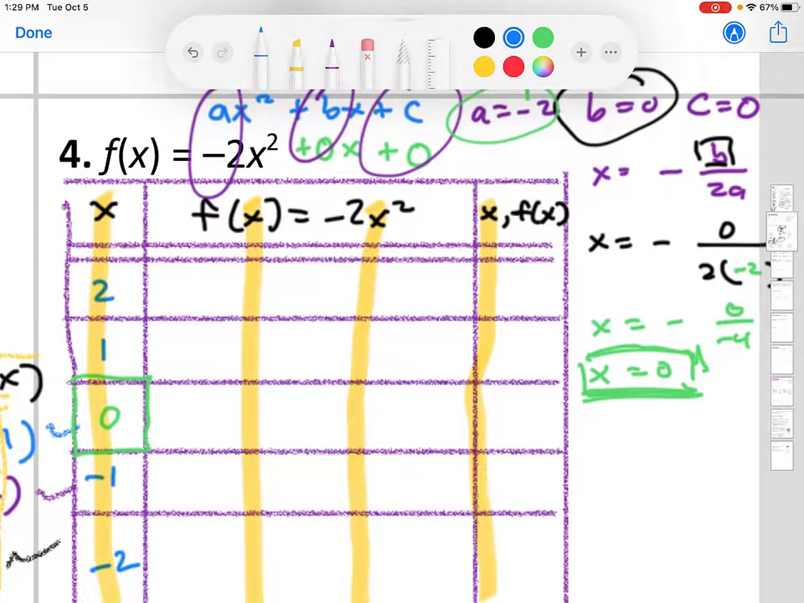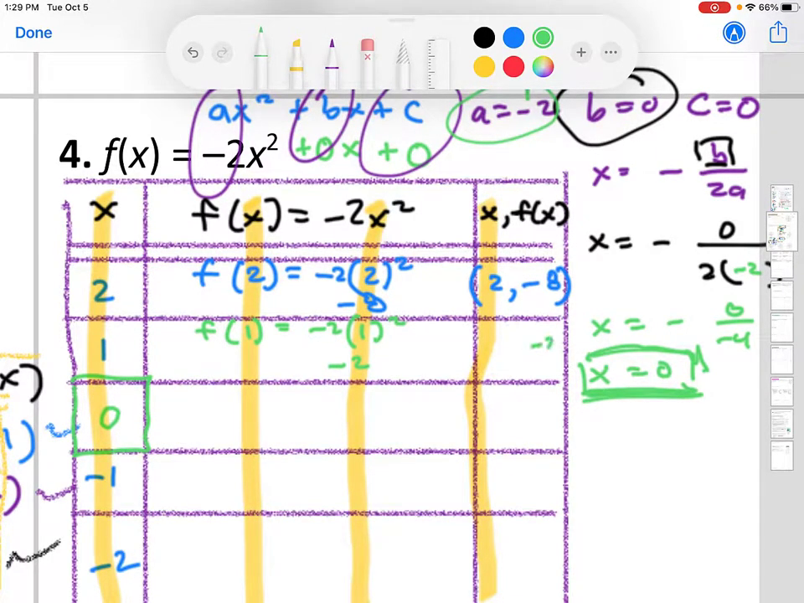All right, let's see what we got. F of 2 equals negative 2 times x, which is 2 squared. Don't forget your PEMDAS. So 2 squared is 4, and 4 times negative 2 is negative 8. So my answer is negative 8, and I put in an input of 2. 2 comma negative 8. All right, let's do 1 here. F of 1 equals negative 2 times 1 squared. And 1 squared is 1. 1 times negative 2 is negative 2. So that's my answer. 1 comma negative 2. Remember that x value is inside right there, and that's why it goes right there.